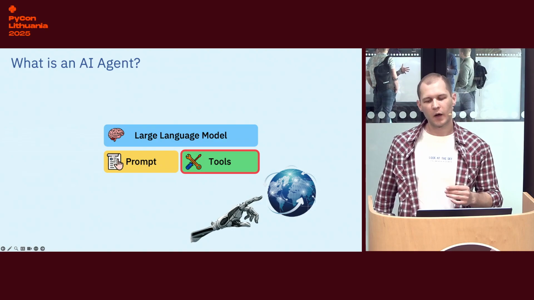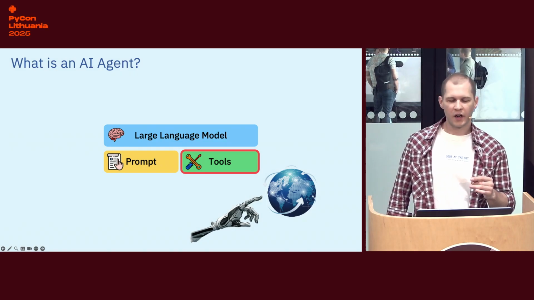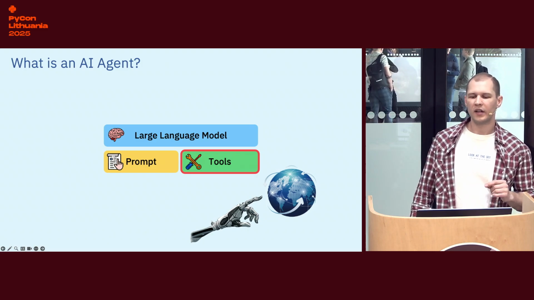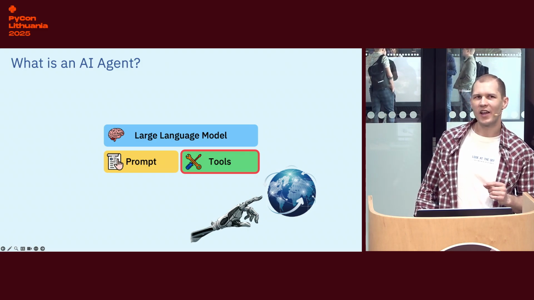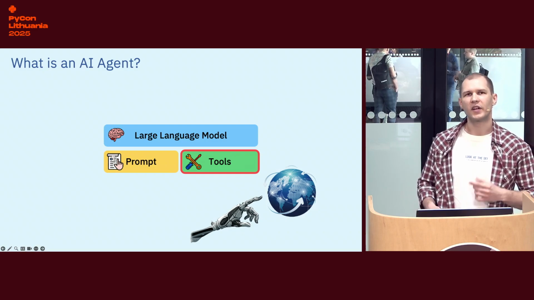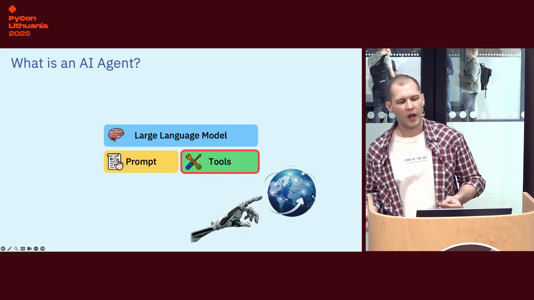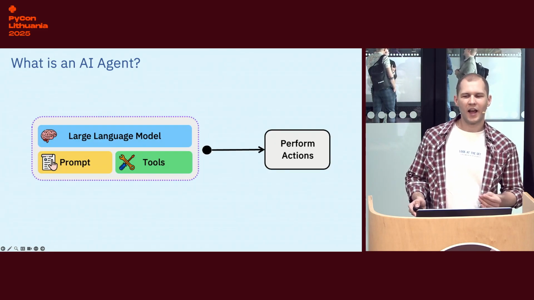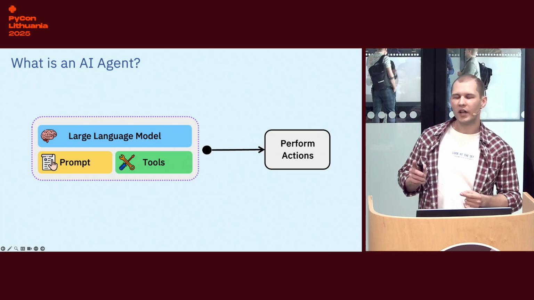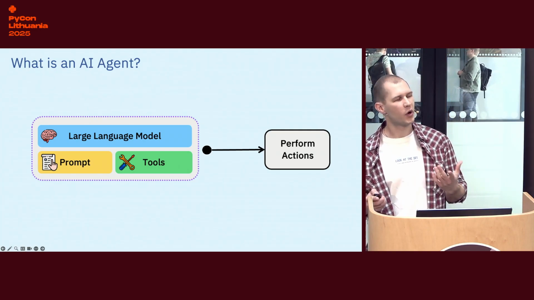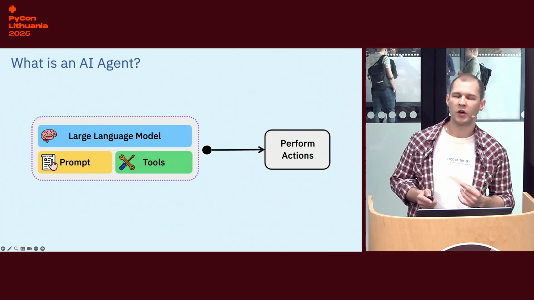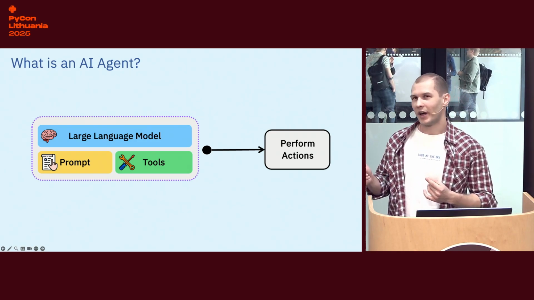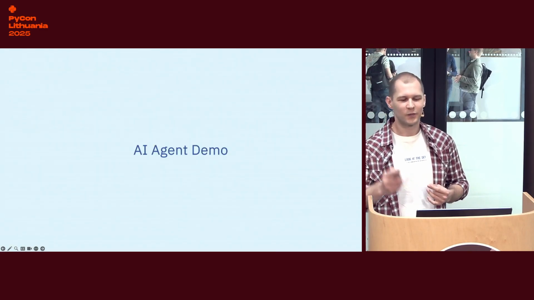And finally, we have tools. Tools are nothing more than just functions written in code that allow the AI agents to interact with external systems and services. The combination of all these three components makes up an AI agent, an AI system that is capable not only to respond to user questions based on the data that it was trained on, but also to perform actions. What do I mean by that? Let me give you a quick demonstration.